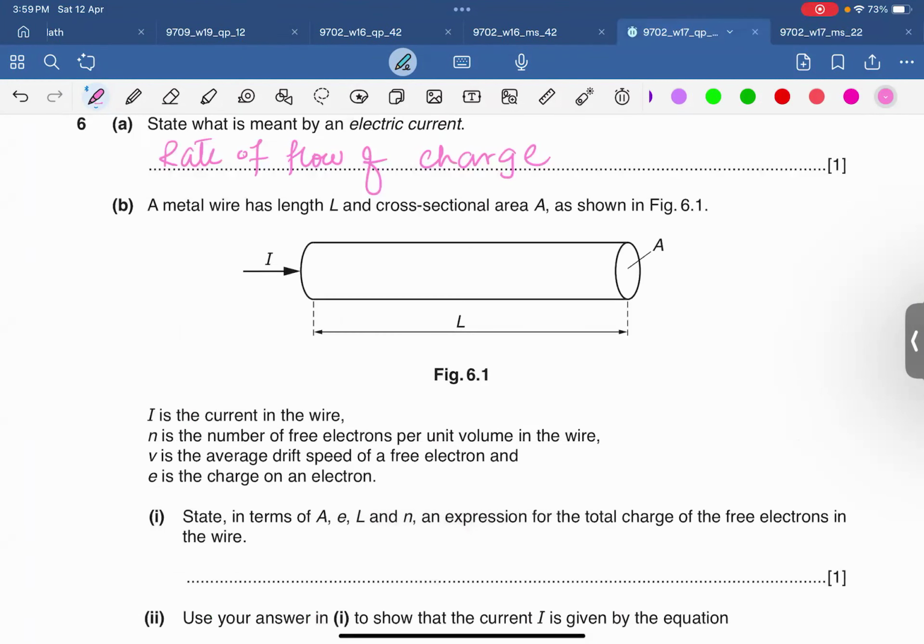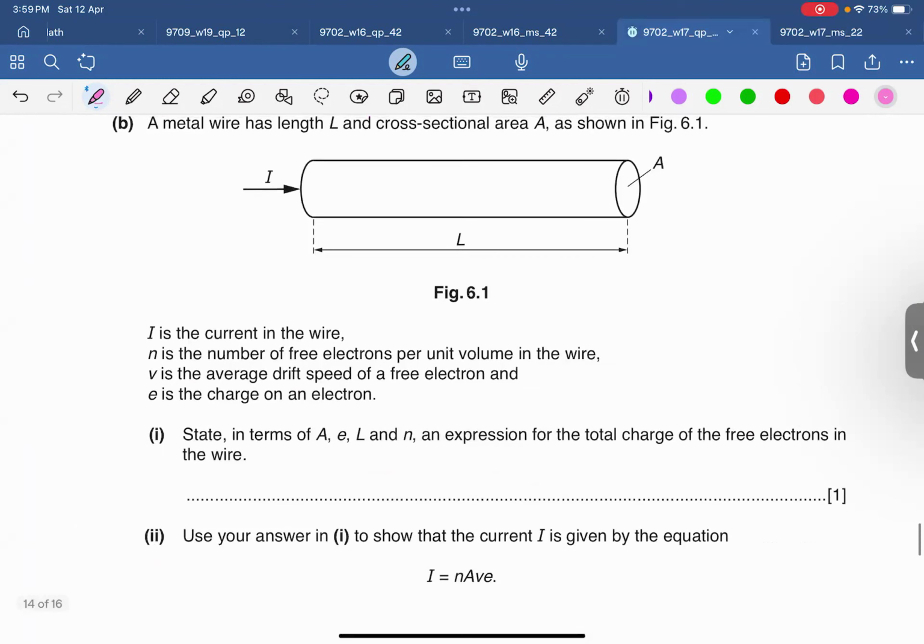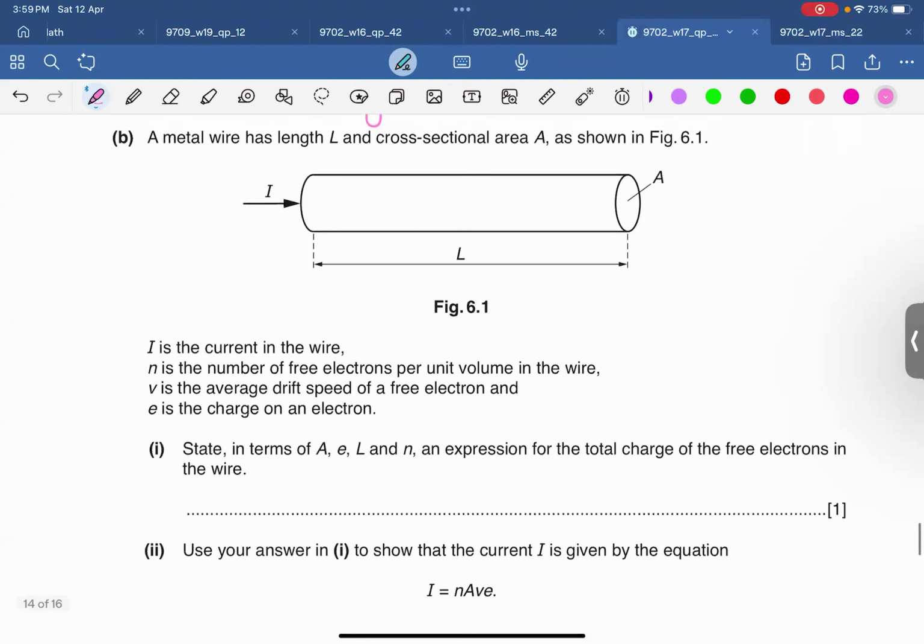Yes. Can you guys tell me? So it says that a metal wire has a length L and a cross-sectional area A. The current in the wire: n is the number density of electrons per unit volume, v is the drift velocity, e is the charge. Okay. So, in terms of the total charge, can anybody tell me the expression for the total charge? Yes. Rayan, any idea about the total charge?